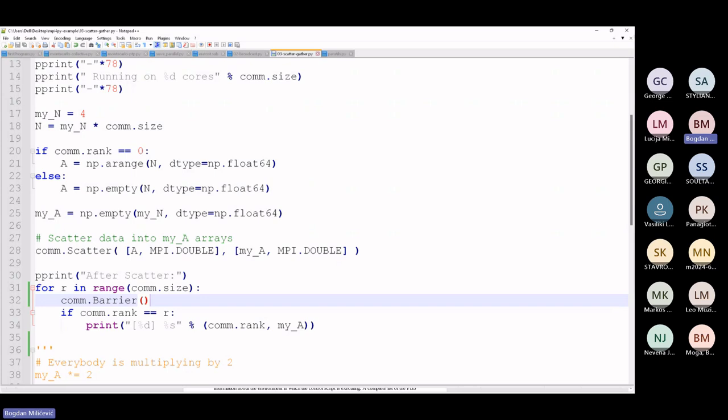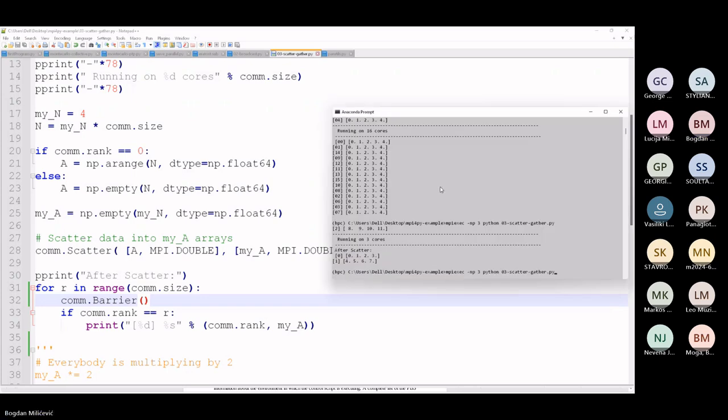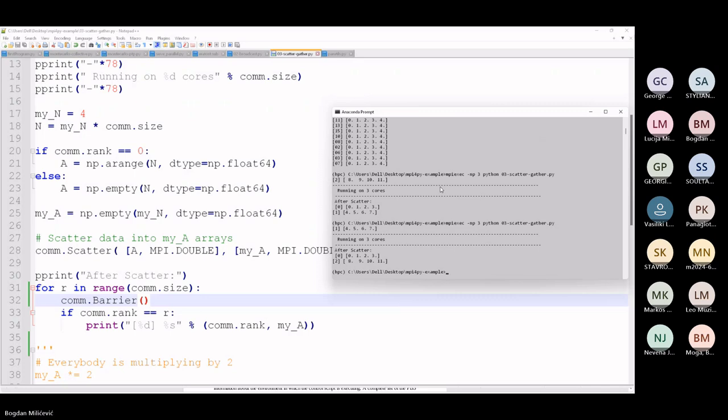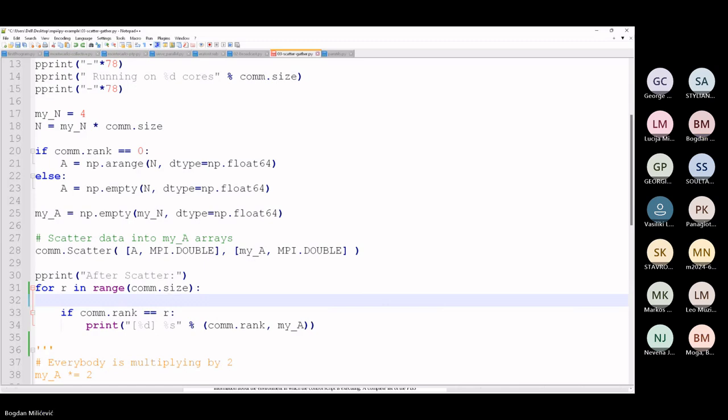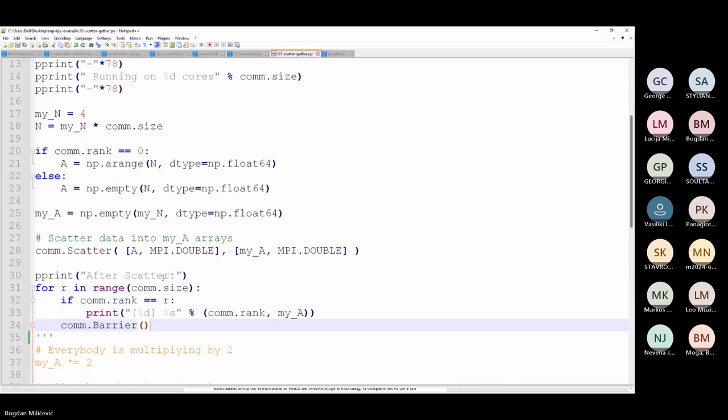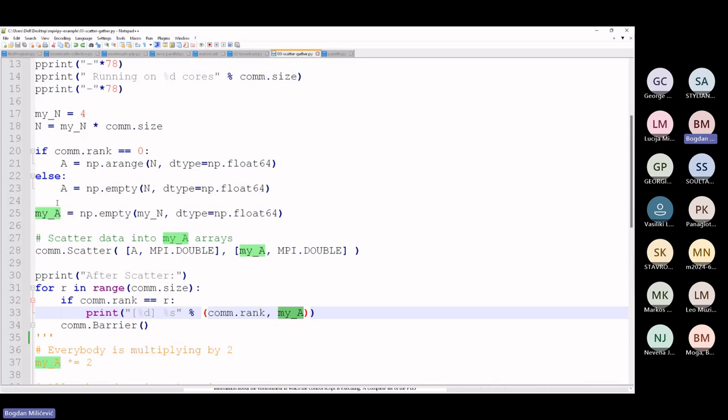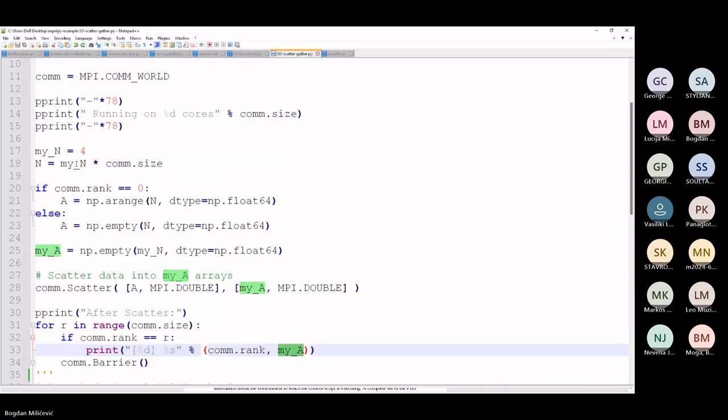Let's try it once again. Just check. Yeah, I think it's pretty. Whatever. So this is the number of processes. Once you reach yourself, you print your own ID in squared brackets like this, and then you print your A, which has been scattered.